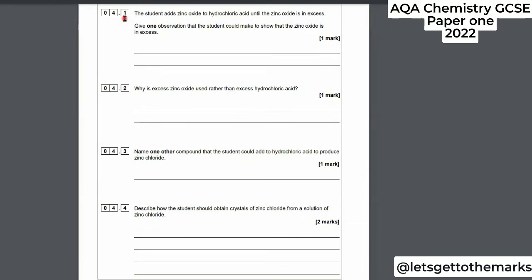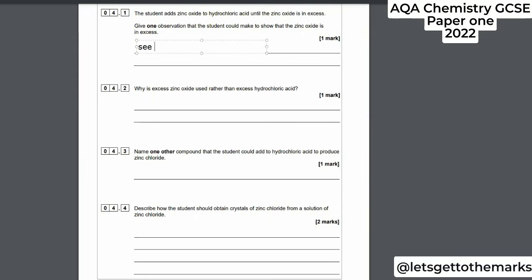Okay, let's look at 4.1. The student adds zinc oxide to hydrochloric acid until the zinc oxide is in excess. We've heard that before with the sodium carbonate earlier. So they've added this oxide to the acid until there's no more acid and the zinc oxide is extra. Give one observation the student could make to show the zinc oxide is in excess. Well, obviously, once it reacts with the acid, the solid will disappear in a neutralization reaction. But once there's no longer any acid there, you're just going to have salt and water. So adding extra zinc oxide, it won't react with the water or the salt. It's just going to float. You're going to see a solid.